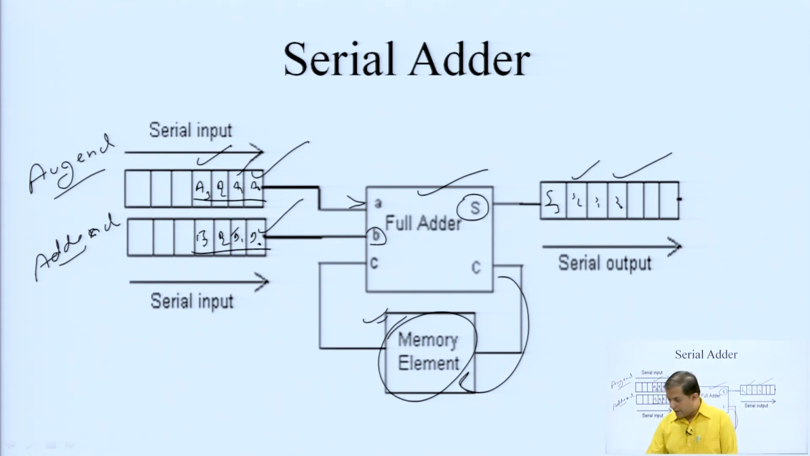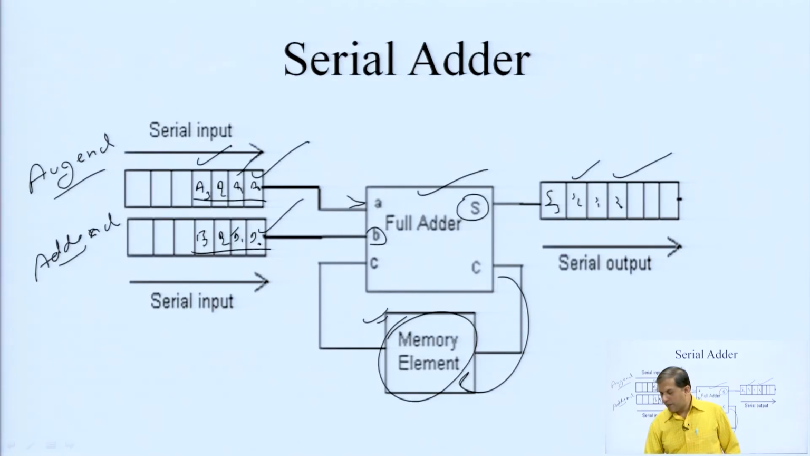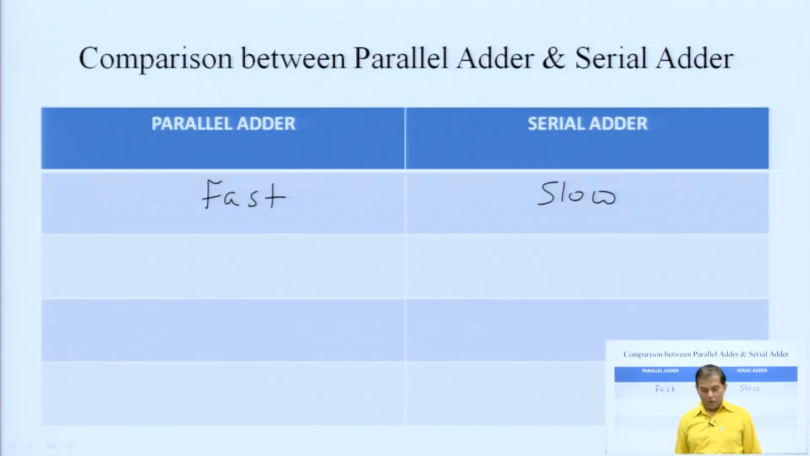Okay. So, let us check the comparison of parallel adder and serial adder. The first comparison is speed. The parallel adder is fast because all the bits are added simultaneously, but the serial adder is slow because it works one by one. You can check in the first diagram: first A0 and B0 go in, they are added, S0 is obtained, then A1 and B1 go. So, one step is completed, then the next step of addition starts. For that reason the serial adder is slow.